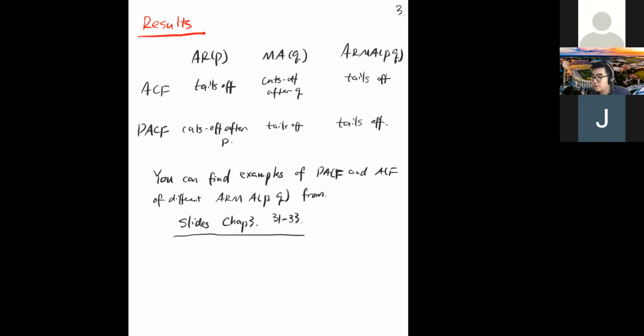So any questions? Okay, so I think this should be all good with this. Now let me switch back to R and let me run some ACF and PACF code for you. Let me share screen.